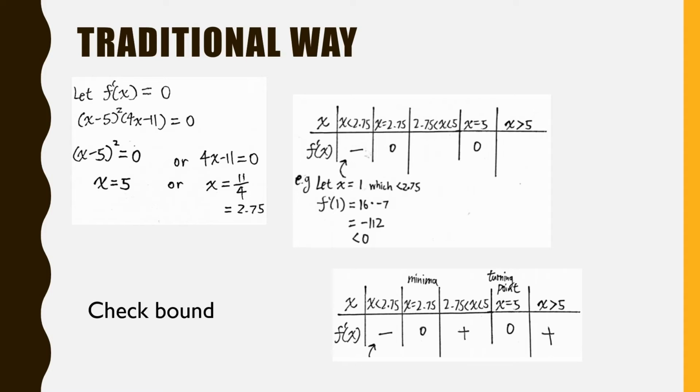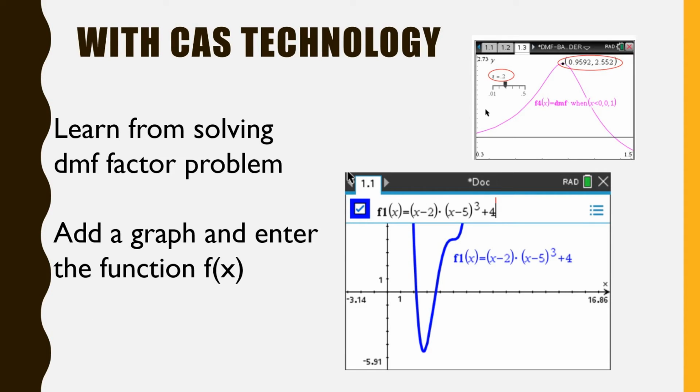And the last step, I need to find the upper bound and check a lower bound value so I can compare their y values of the root. And finally, I can find the absolute maximum and the absolute minimum value. But with the CAS technology, it would be easier to find the maximum and minimum value. I learned this skill from finding the maximum value of the DNF vector.